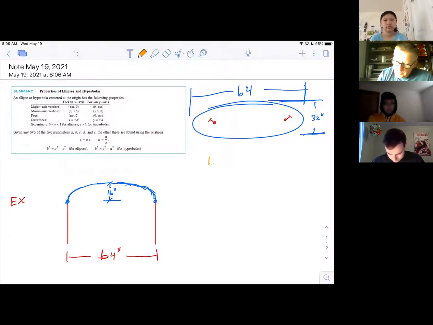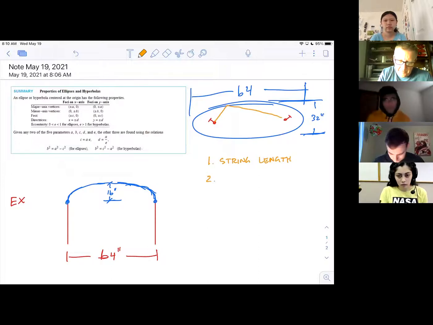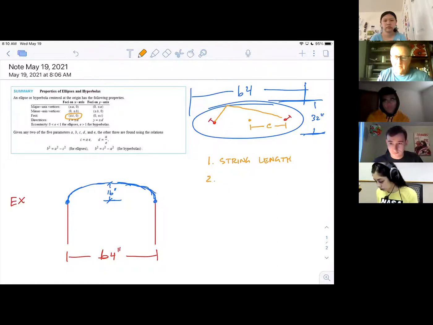So question one, I need to know the string length, which I talked about yesterday. The string would be what we said yesterday: in an ellipse, the sum of those two orange lengths is always the same exact length. So I've got to figure out what that length is. And then the second thing I've got to figure out is this focus distance. I'll use the language of this sheet up here, which is plus and minus c. In other words, I need to know what that distance c is right there. I've got to know where to put the nails.